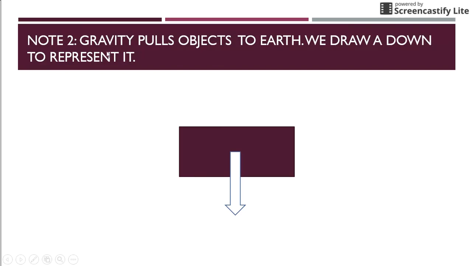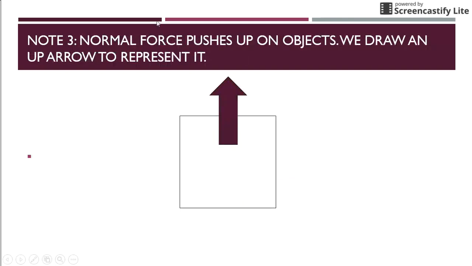Note 2. Gravity pulls objects to the earth. We draw a down arrow to represent it. So I know that gravity is always pulling down towards the center of the earth. Note 3. Normal force pushes up on objects. We draw an up arrow to represent it. So I know if an object is pushing down, my normal force is pushing up.